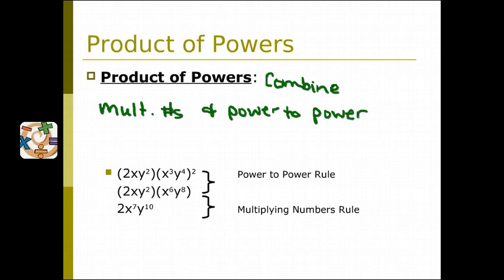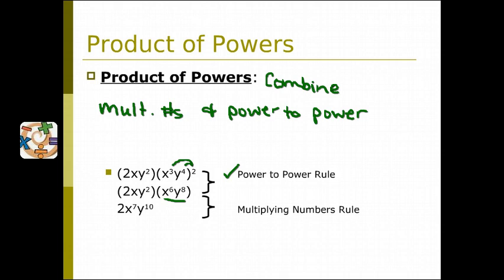If you look at the example below, I've kind of broken it down for you. The first thing that you're always going to do is your power to power rule first. Okay, so in the first set of parentheses, we didn't have a power on the outside. But our second parentheses did have a power that we had to distribute to everything on the inside. Once we distributed that, we would have gotten x to the 6th, y to the 8th.